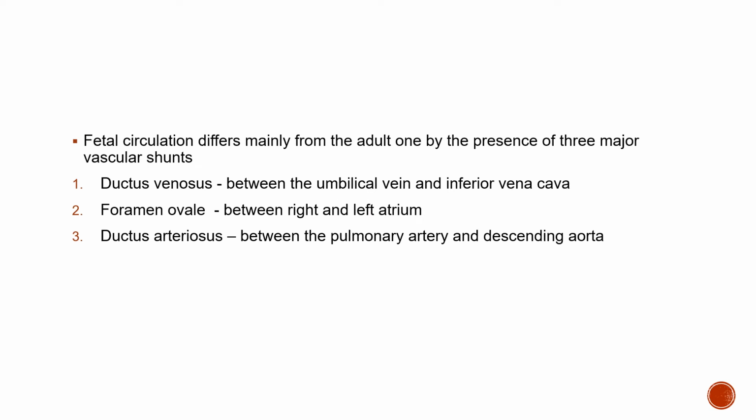Now we will discuss the shunts which we have already discussed. The ductus venosus is between the umbilical vein and the inferior vena cava, the foramen ovale is between the right and the left atrium, and the ductus arteriosus is between the pulmonary artery and the descending aorta.